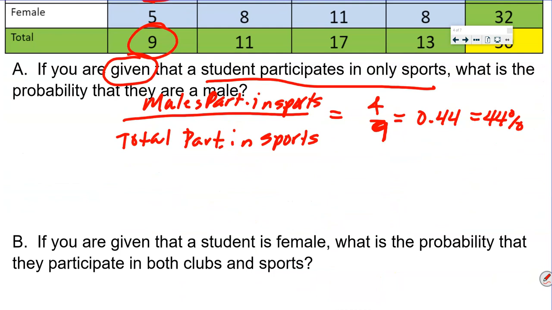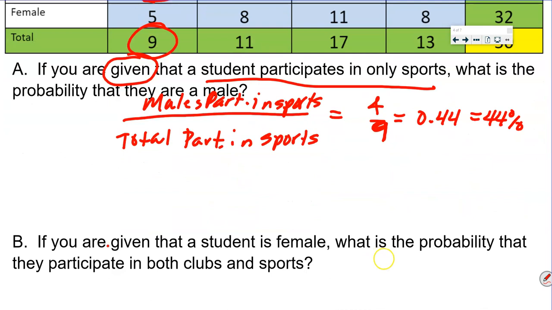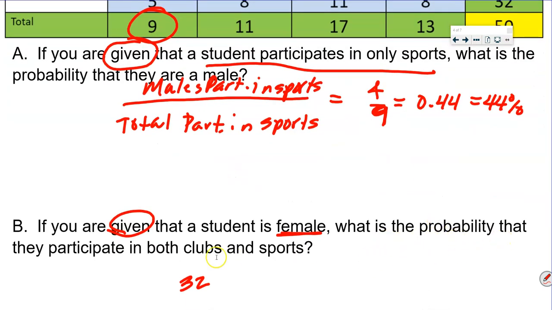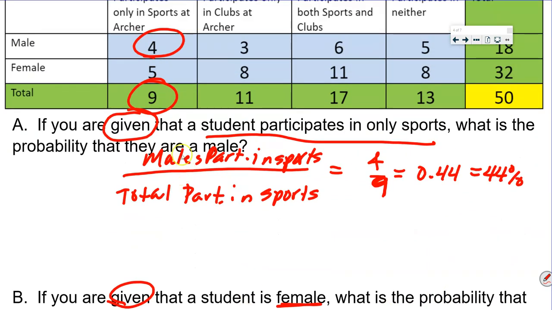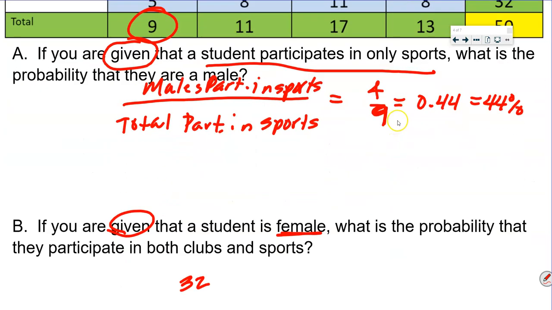Letter B down here says if you are given that a student is female, okay, now we're given that a student's female, okay? So, again, we're going to look at the total females. That's our given again, see that? Female, okay? So that means we're going to put our 32 in the denominator, okay? Because that's our total females up here. See our total females right there, 32, okay? And then it says, what is the probability that they participate in both clubs and sports? So how many of the females participate in both sports and clubs? That would be 11, right? So that's going to be 11 over 32, okay? So that cannot be reduced either, and that's 0.34, which would be equal to 34%, okay? So that given word, key, okay?